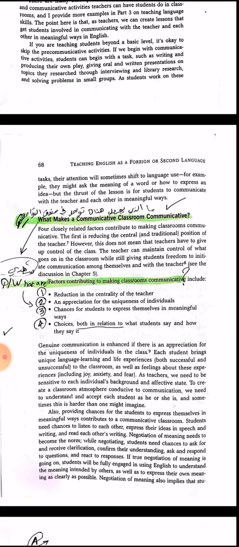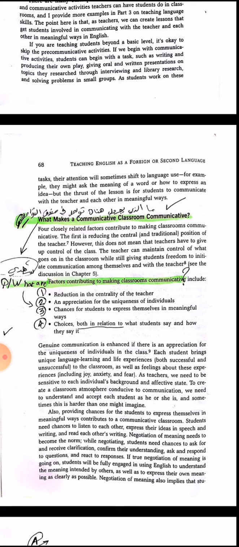So in order for the classroom to be more communicative, you have to be passive. Do not be active and do not be at the center of the control of your classroom. However, this does not mean that the teacher has to give up control of the classroom. The teacher maintains control of what goes on in the classroom. You have to be at the center of the classroom, but in the sense that the students should participate and communicate and use language as used in real life situations.